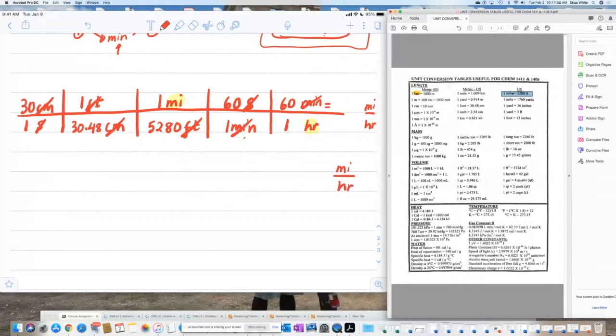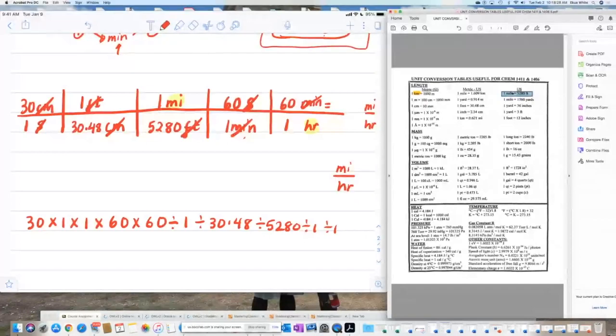Okay. So now I can do my math. 30 times 1 times 1. Multiply all the top numbers times 60 times 60. Divide all the bottom numbers: divide by 1, divide by 30.48, divide by 5280, divide by 1, divide by 1. I'm saying put it this way in your calculator. If you say divide by multiply, your calculator will do it wrong. People miss it for that reason too. So 30 times 1 times 1 times 60 times 60.